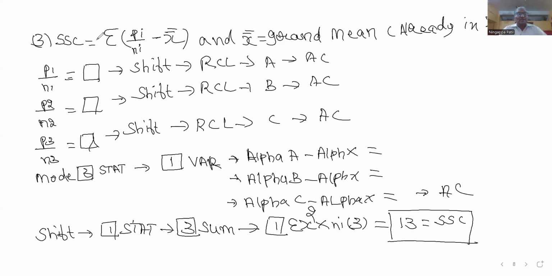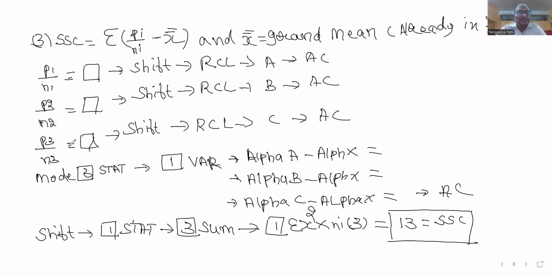SSC. Now look here, my dear students. Similarly, you can find out SSC. Now this is equal to what? Summation of Pi upon Ni minus X bar. The X bar is what? Grand mean. Already it is there in the letter X. And you have to find out P1 upon N1 equal to button and store this value in letter A. And P2 upon N2 equal to button and store this value in letter B.